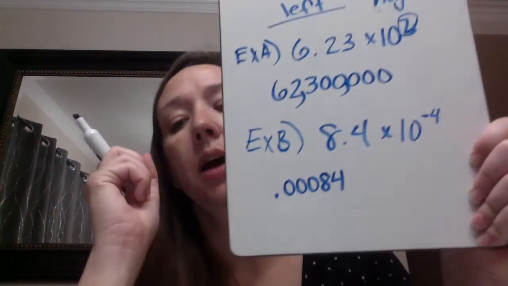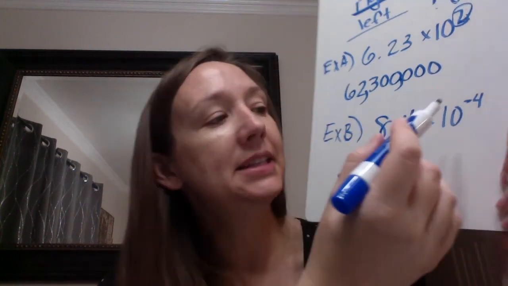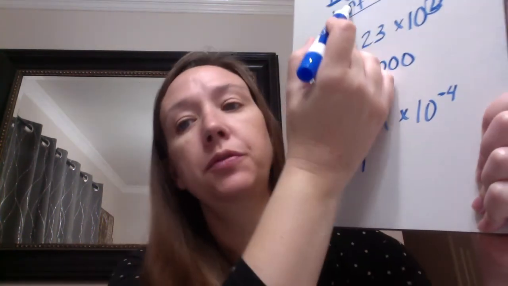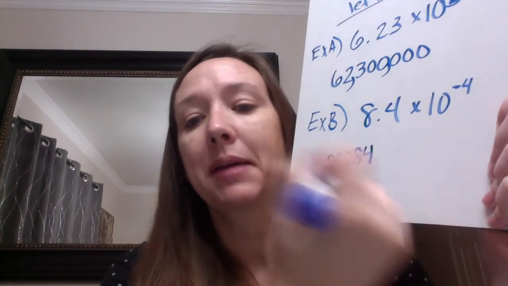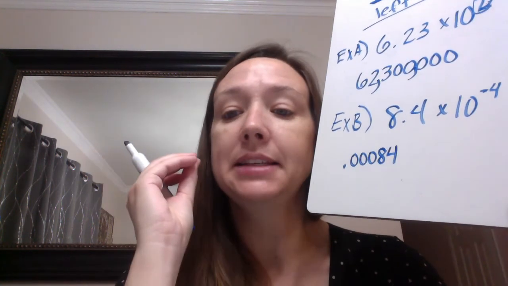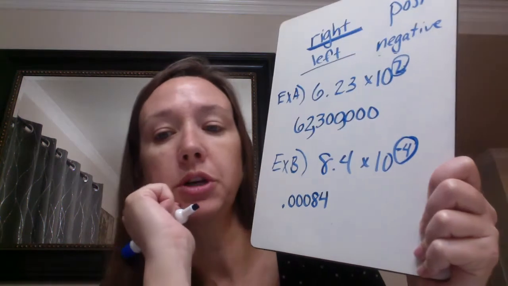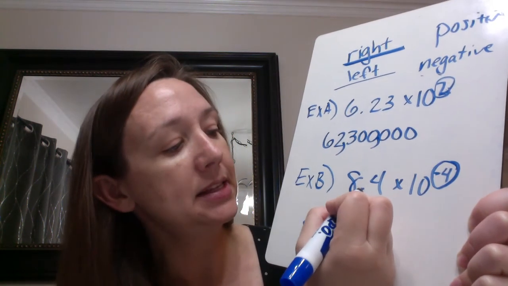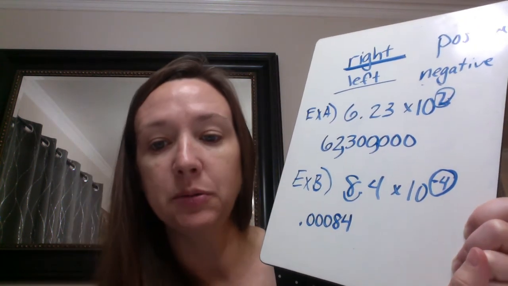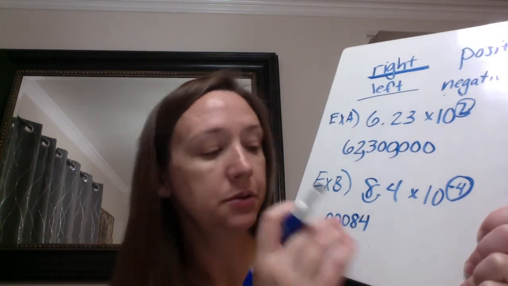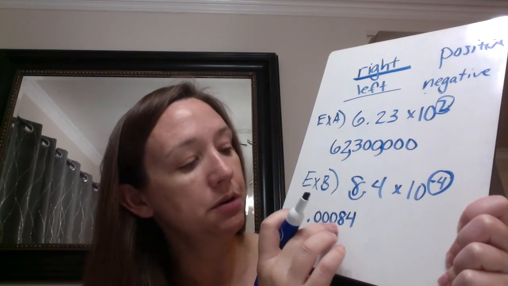So here's how we do it. It's a negative exponent, which means we're going to move to the left, or we're going to make a tiny decimal, something less than 1. We're going to go 4 spaces because this tells us 4 spaces. But one of those spaces is taken up by the 8. That means we only have 3 zeros. So 0.00084.